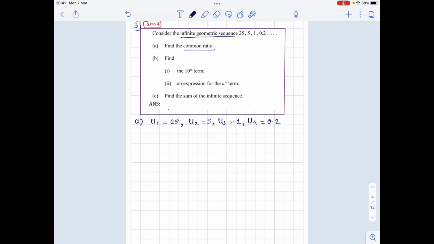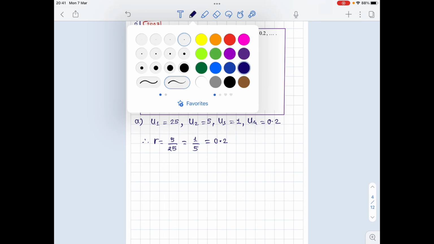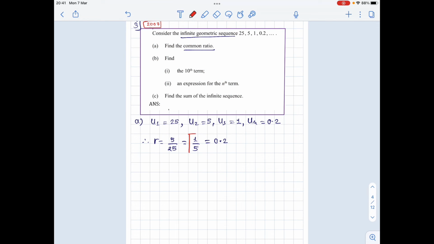So you can pick any two consecutive terms. I can take u2 over u1, you can take u3 over u2 also, but don't skip the middle term. So r is equal to 5 over 25, which is 1 over 5, which is basically 0.2. You can write 1 over 5 also, or you can write 0.2 also.